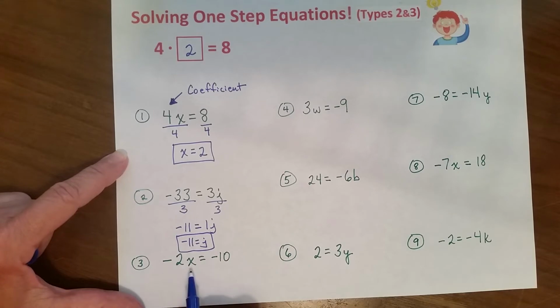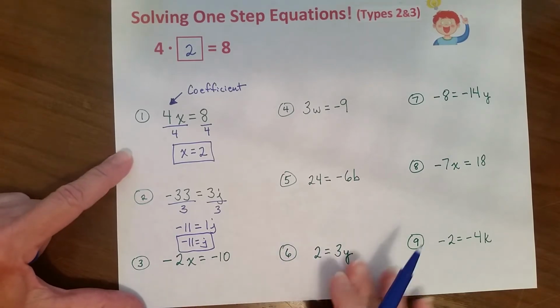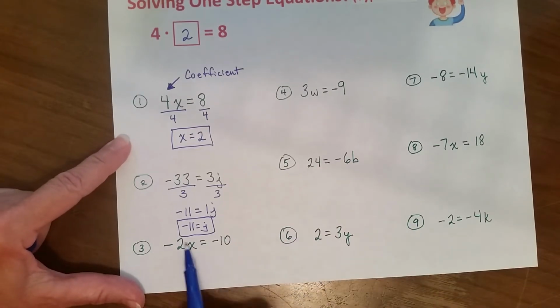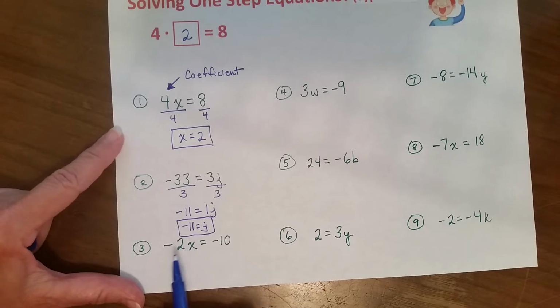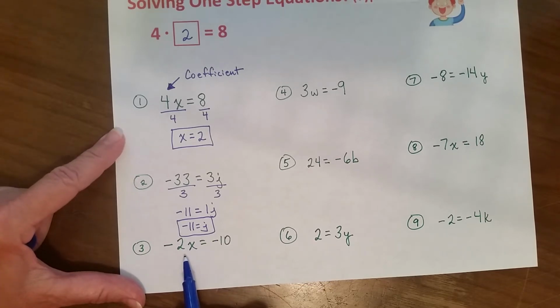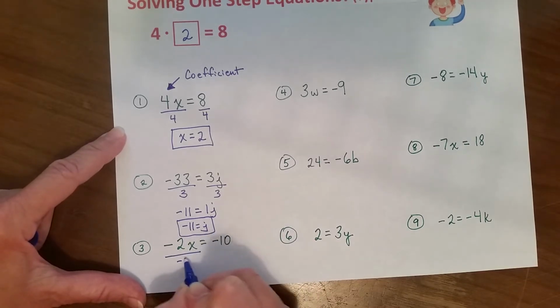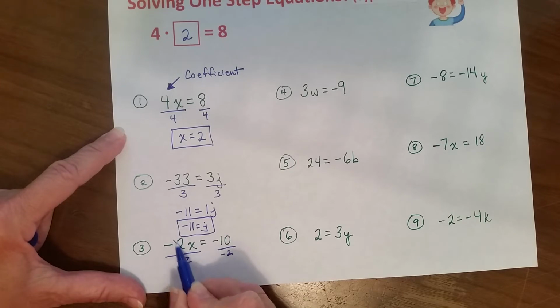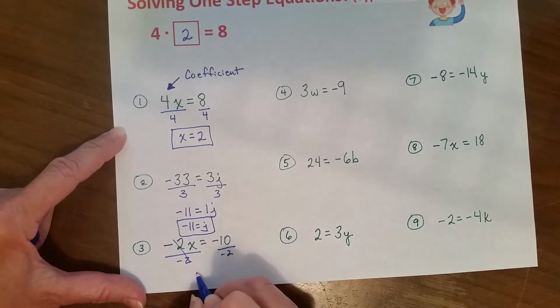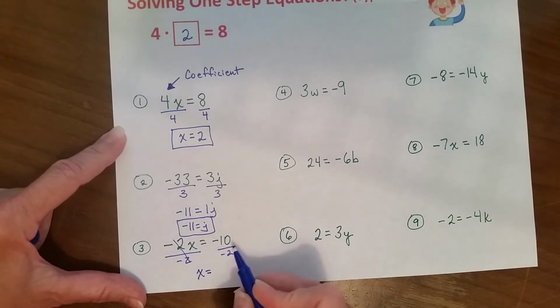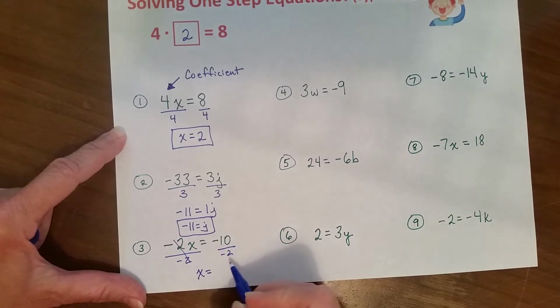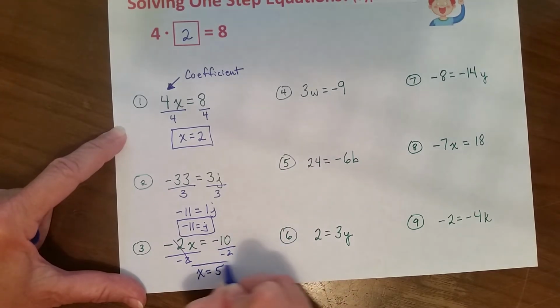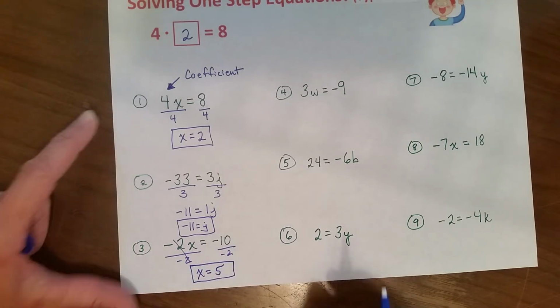Okay? Down here, what you want to do is look for where the variable is. The variable is on the left-hand side. Find the coefficient with the variable. Negative 2 is the coefficient, so I'm going to divide both sides by negative 2. Negative 2 divided by negative 2 is 1, so that's x equals, here we have 10 divided by 2, which is 5, and a negative divided by a negative is a positive. So we get x equals 5.